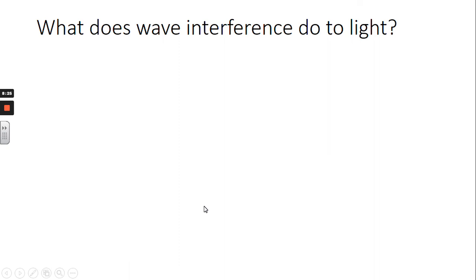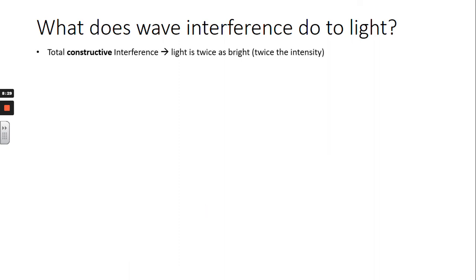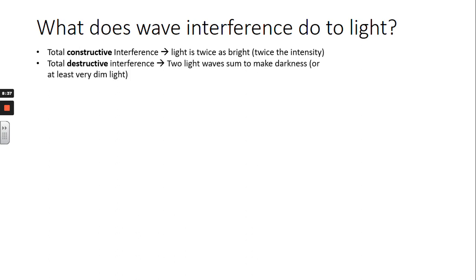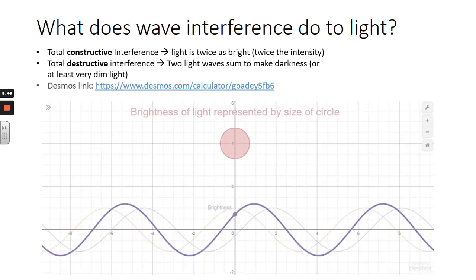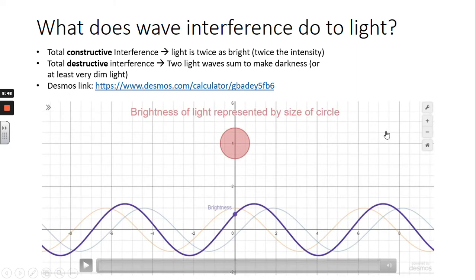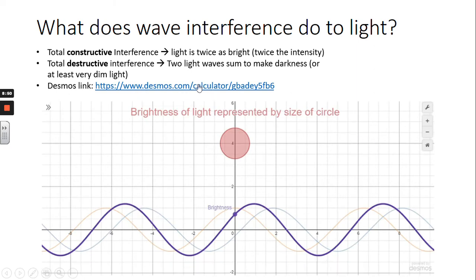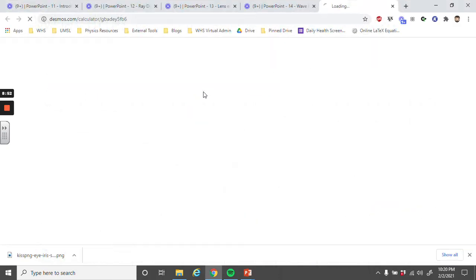So, what does wave interference do for light? Total constructive interference means your light is twice as bright, twice the intensity. Total destructive interference means the 2 light waves sum to make darkness, or in practice, it's usually very dim light. Here's a Desmos animation of the same idea. Let's open that up.